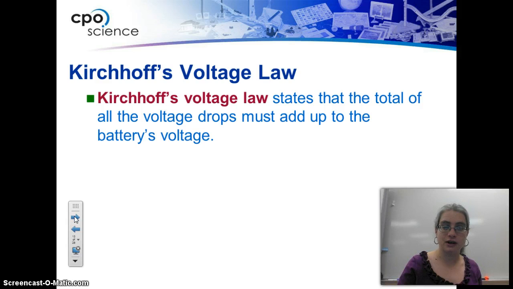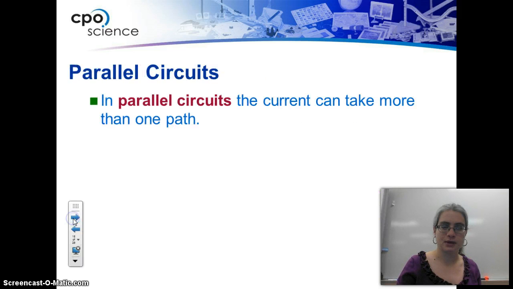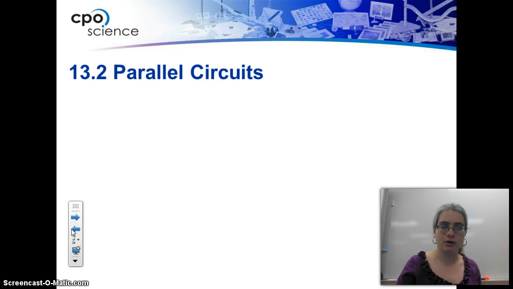And then we've got Kirchhoff's voltage law. He's going to show up again in the parallel circuits as well. And it shows it through. And we'll be on parallel circuits next, but that will be time for another video.